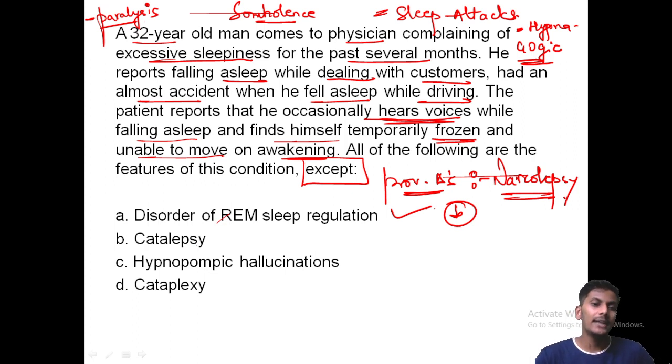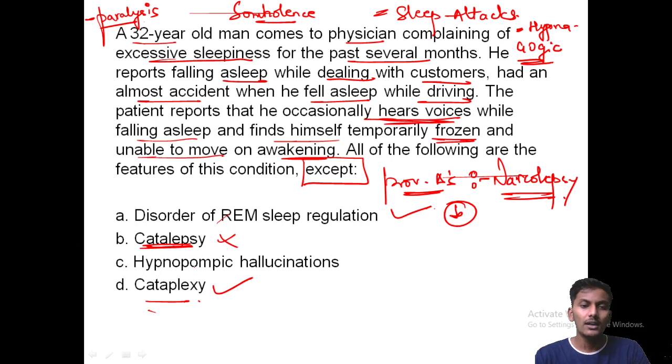Important feature. Next, option B, we can see catalepsy. Do we see catalepsy or cataplexy? Right, we can see cataplexy. Cataplexy is seen, not catalepsy. Cataplexy is sudden loss of the tone of the muscles of the body, right? Not catalepsy. Please remember, catalepsy is usually seen in cases of catatonic schizophrenia. It is a motor symptom, a catatonic symptom.